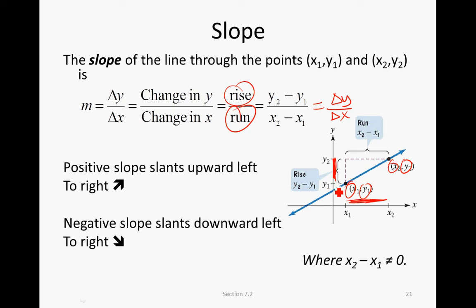Now, you need to know that positive slopes slant upwards to the right, and negative slopes slope downward. What I've given you here is a positive slope. If I were to draw this going downward, that would be a negative slope.